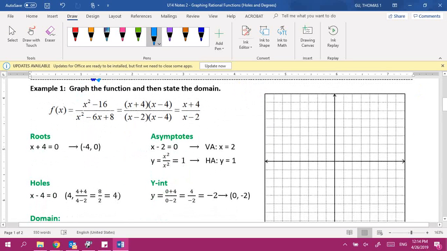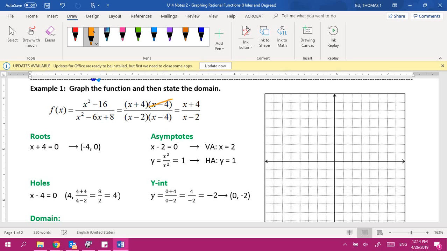All right. Looking at example 1, looking at the equation right here, is there going to be a hole in this graph? Yes. Why? Right, because x minus 4, you can cancel it out. That means there's going to be a hole at x equals 4 right here. You can see that they gave you the coordinates, 4, 4.